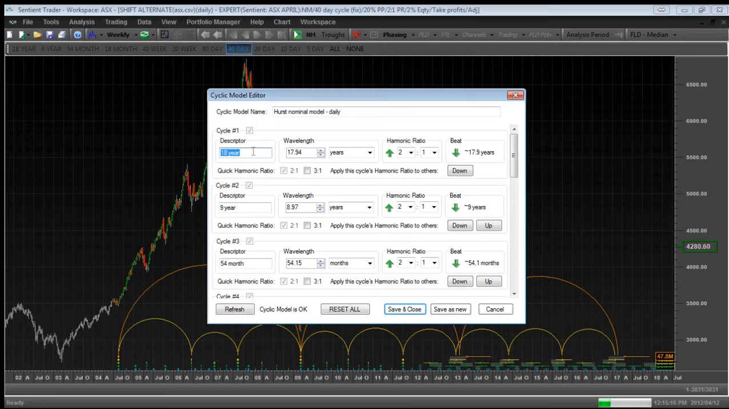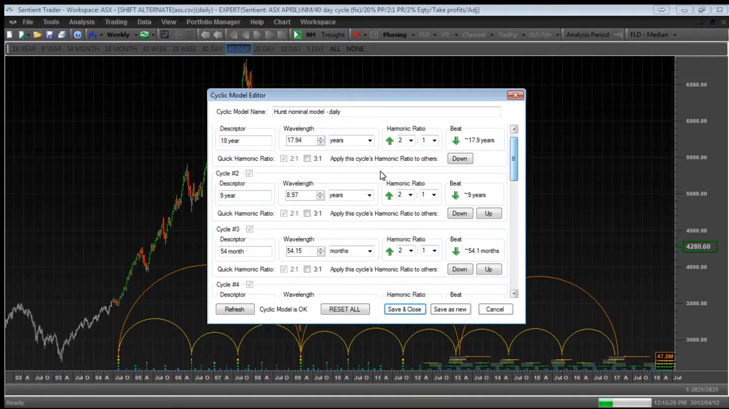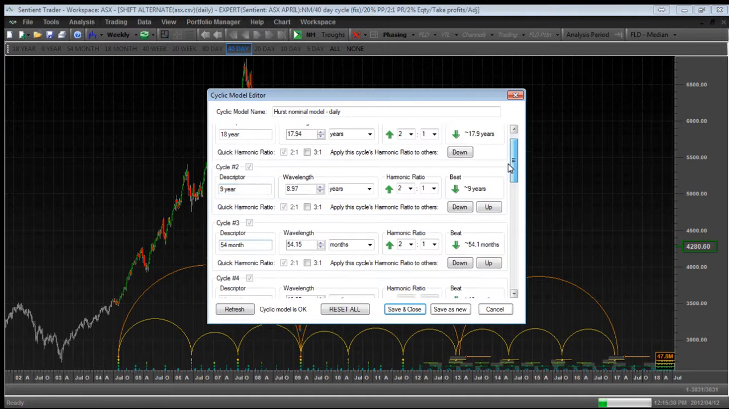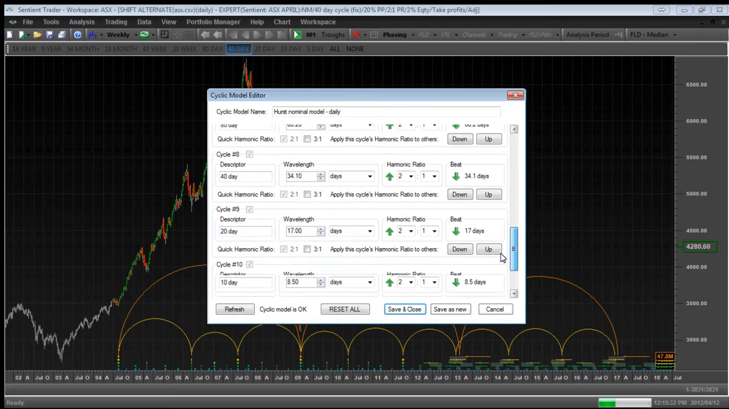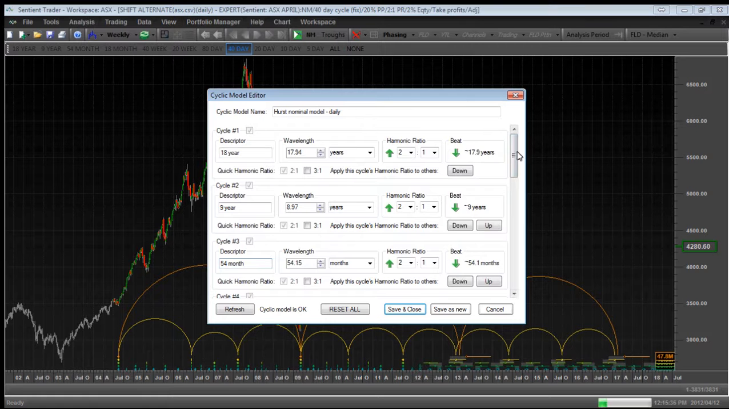And you can see that the longest cycle here is 18 years in length. At least we call it the 18-year cycle. It is in fact 17.94 years. I can tell you how many seconds it is, but I think I won't bother with that now. The next shorter cycle is the 9-year cycle. Then the 54-month or 4.5-year cycle. There is the full list.